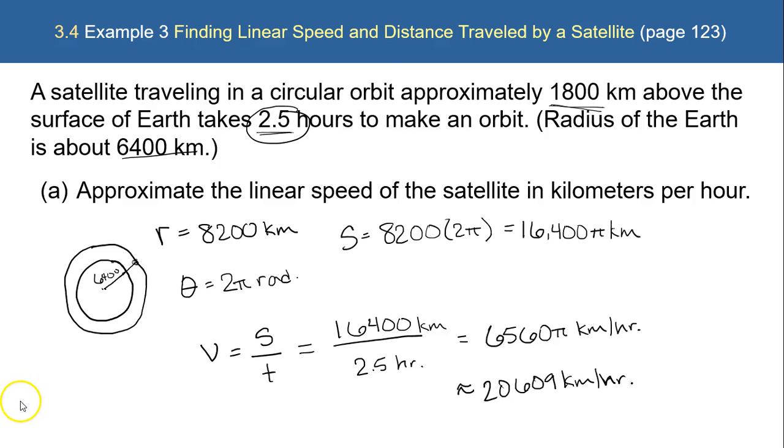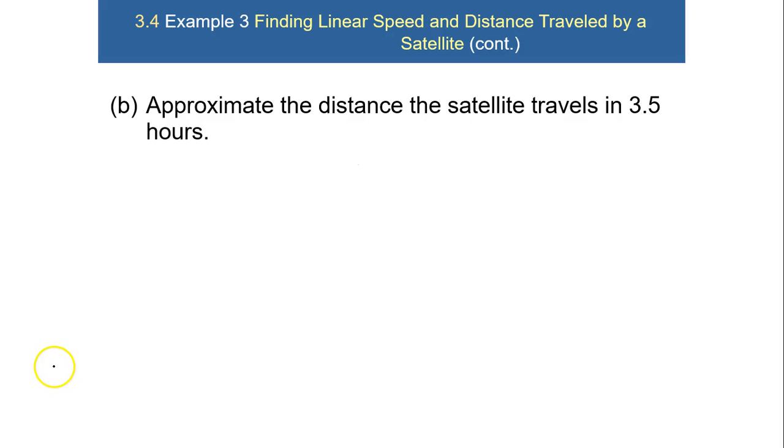Now let's look at part B. Okay, so in this next one, part B, it says approximate the distance the satellite travels in 3.5 hours. Okay, I'm going to be using, again, this right here. Another way of rewriting this, because we're approximating the distance, is solve for S. So multiply both sides by T. In the previous exercise, we found the exact velocity to be 6,560. Let me write that down. V was 6560 pi kilometers per hour.